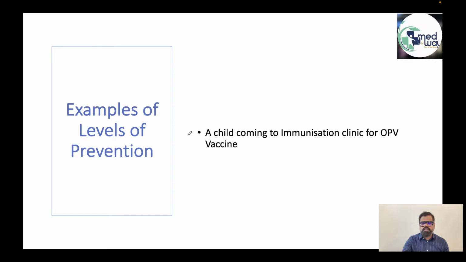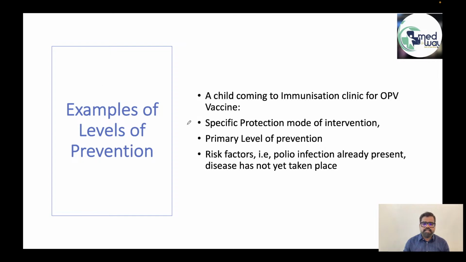Let's take one more. A child coming to an immunization clinic for OPV vaccine. So you are giving OPV vaccine to prevent polio. So you are again doing specific protection, and the level of prevention is primary. Okay.